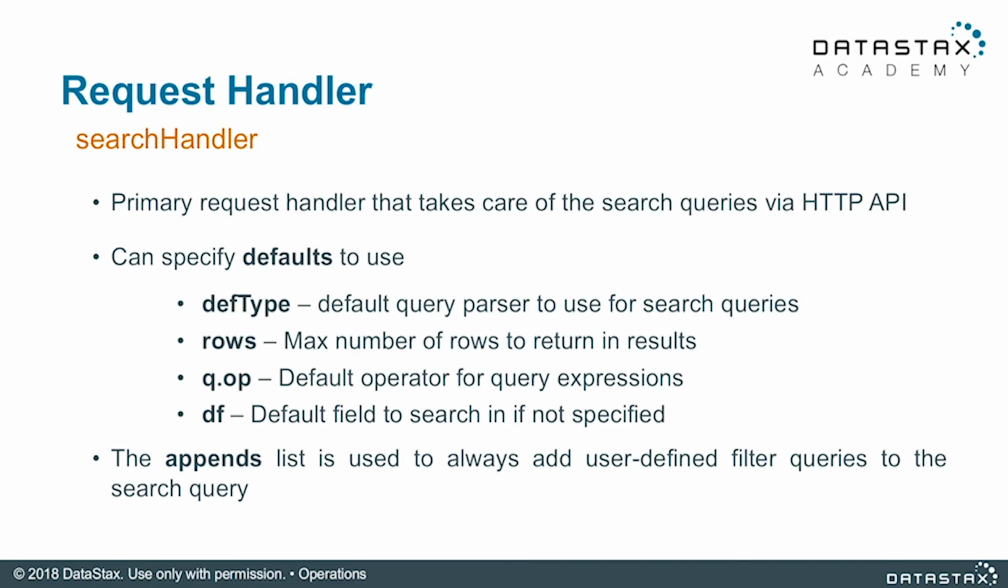The search handler is the request handler used to receive and process search queries coming from the HTTP API. Some behavior of the search handler can be modified by setting values for the default settings, which include depth type, rows, q.op, and default field. There is also an appends list which can contain filter queries that will always run alongside search queries sent to this search handler. Another request handler is the CQL search handler, which supports search queries that are sent using CQL.